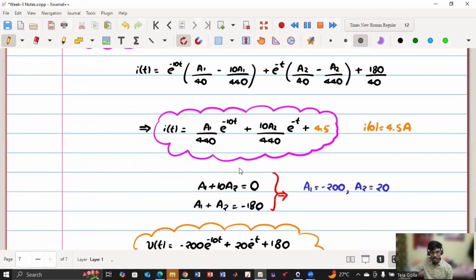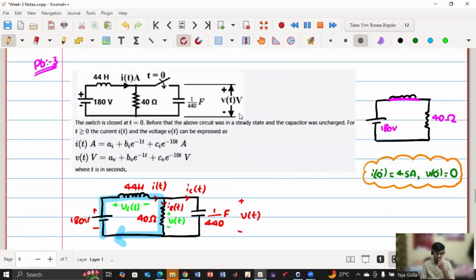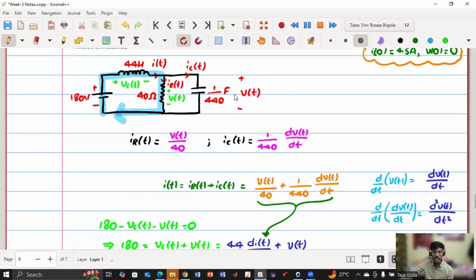So let me just summarize. Once I summarize, if you have any doubts, you can ask. In this question, they are asking what is the I of t value and what is the V of t value. But the very important thing is before they closed the switch, the circuit is already in the steady state, which means at t equals 0 minus, the inductor is shorted, and I got one initial condition I of 0 minus, which is 4.5 amperes, and V of 0 minus, which is 0 because they have said the capacitor is initially not charged. Then once I have got the circuit, first I have calculated IR of t and then I have calculated IC of t, using which I have calculated I of t.